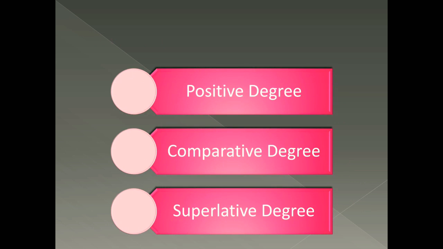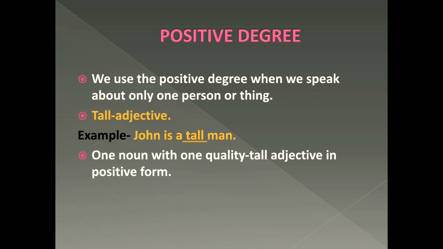There are three types of degree: positive degree, comparative degree, and superlative degree. Positive degree. We use the positive degree when we speak about only one person or thing. For example, tall is an adjective. Now, if we say John is a tall man, here we are talking about only one person, that is John. So, here the adjective tall is in positive degree.